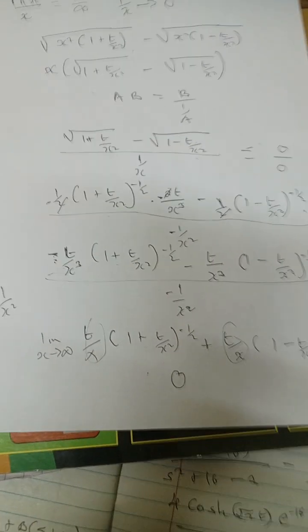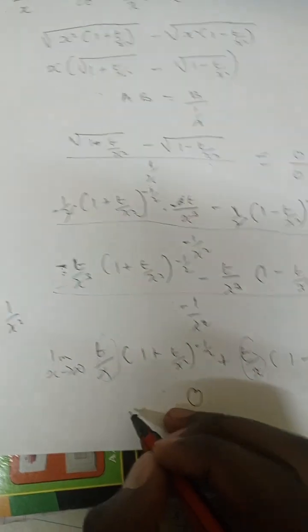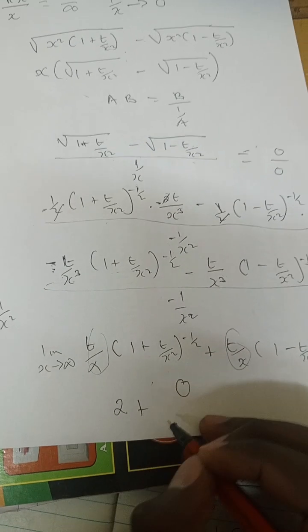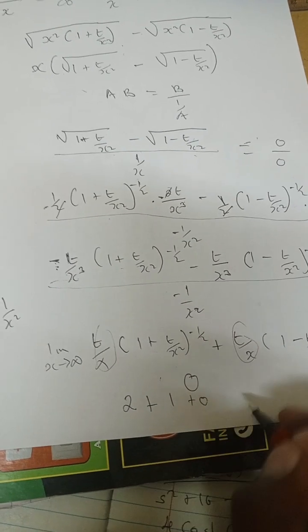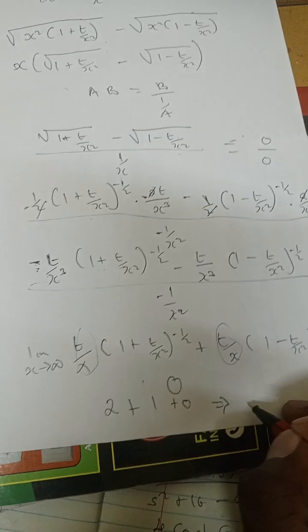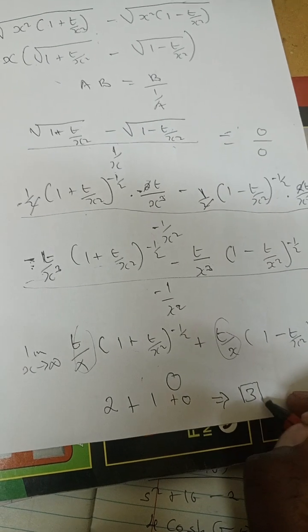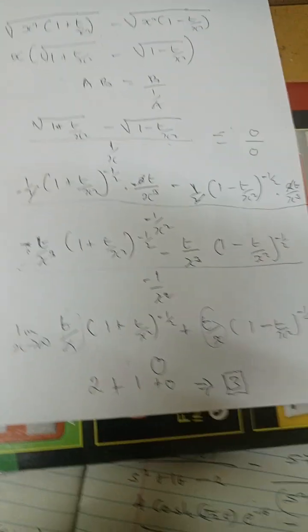Now remember, for the entire limit, the first thing we found was a 2, plus a 1, plus a 0. So for question 1, the final answer will be 3.